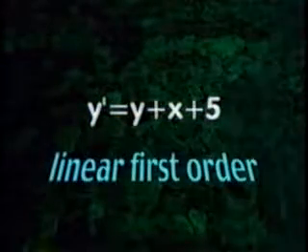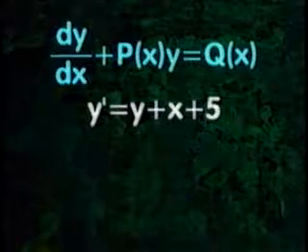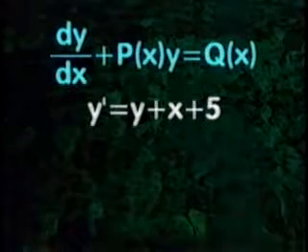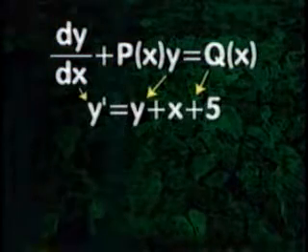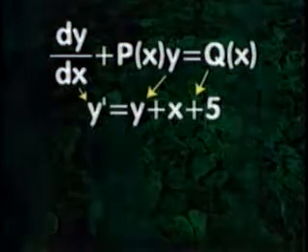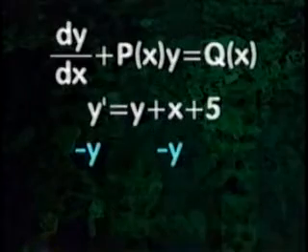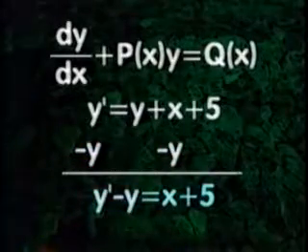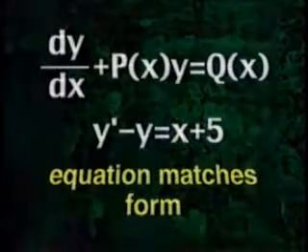Let's find a solution for the equation y prime equals y plus x plus 5. This is a linear equation of first order, but it's not in the right form for our integrating factor method. We need to have it in the dy/dx plus p of x times y equals q of x form. If you look closely, you'll see that we have all the right components, just not on the right sides. If we subtract y from both sides, we get y prime minus y equals x plus 5. Now we can see that the equation matches up with our form.